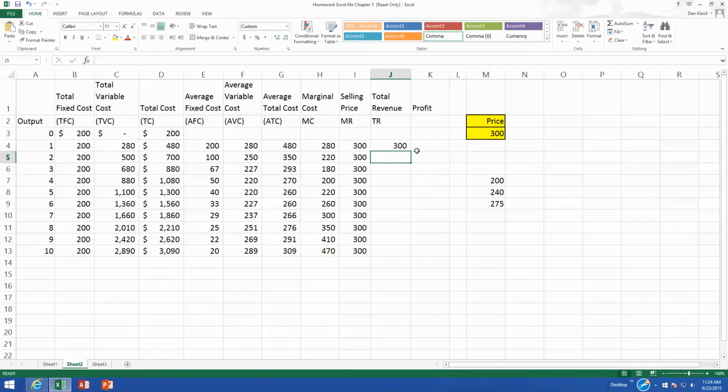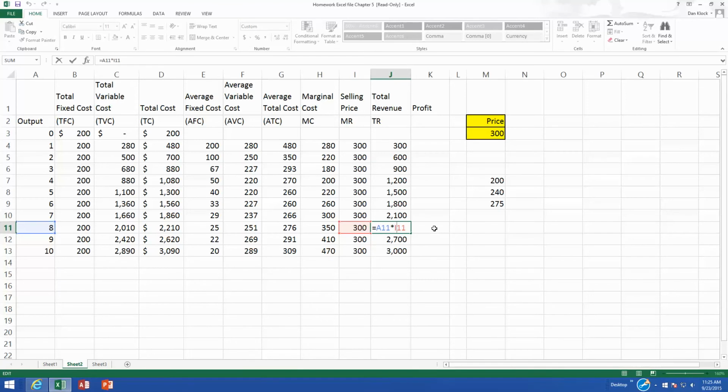Great, 300. Then if I throw it down, my total revenue goes up and up and up. Of course, because if I just double click on one of these things, it takes the 300 price times the output of 8. So far, so good. Profit, how much profit do we make? I was going to take my total revenue minus my total cost, and that will figure out my profit.